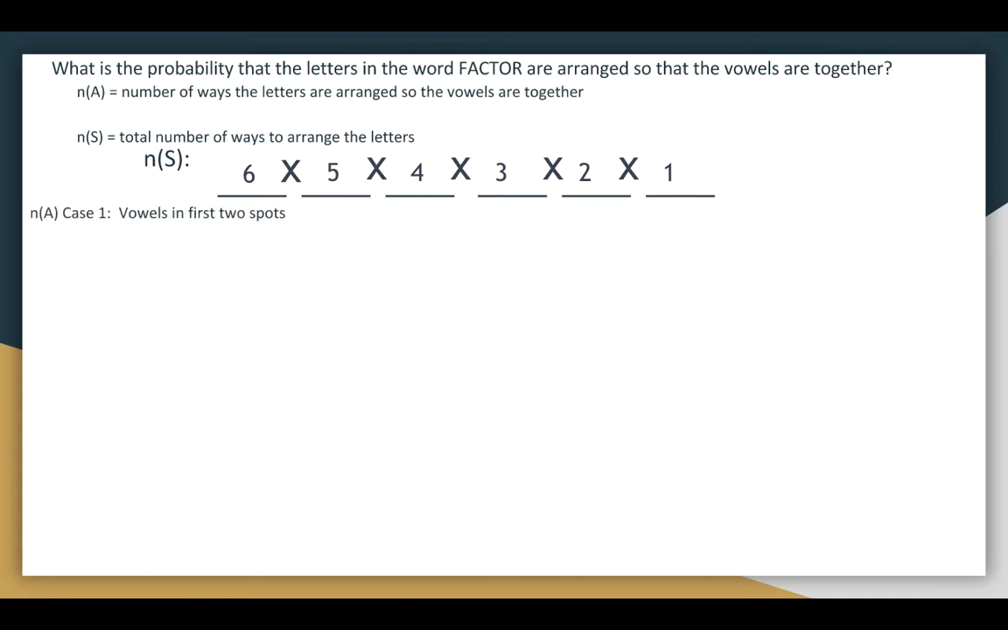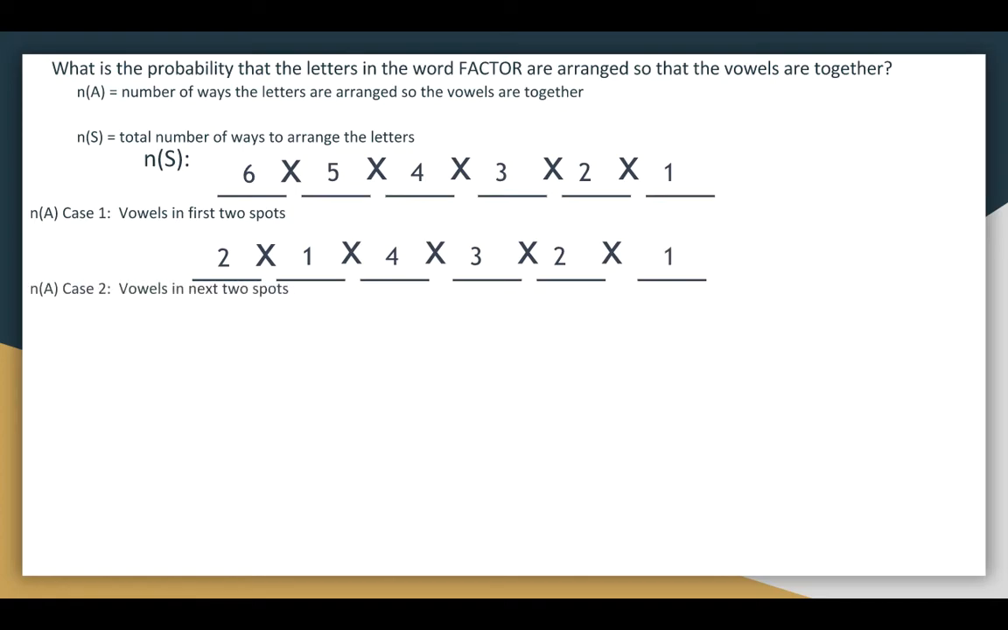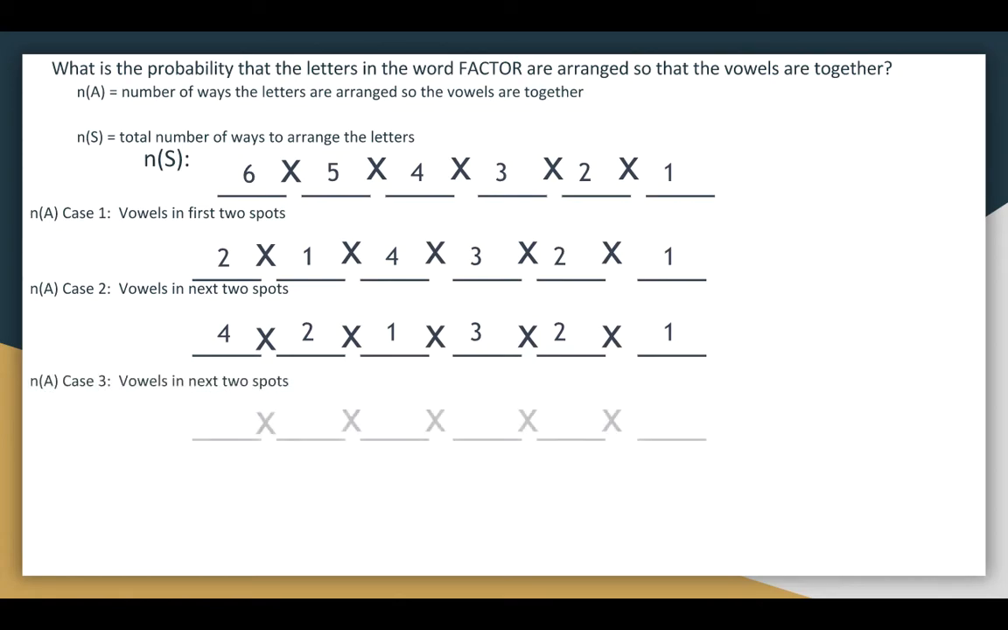In N of A, there's multiple cases. So the vowels could be in the first 2 slots. They don't have to be, but they could be. If the vowels are in the first 2 slots, they would go 2 times 1. And then we'd have four letters left over, 4, 3, 2, 1. The second case would be in the next 2 slots, so we'd have 2 times 1, and then 4 times 3 times 2 times 1. And we always set the restrictions first, because those vowels have 2 times 1 ways of going. Case 3 is similar.